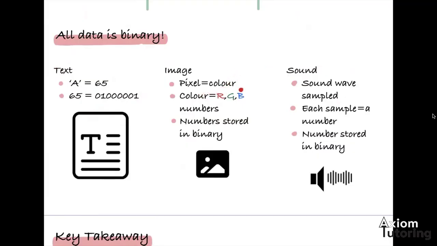That color is stored as three numbers, red, green, and blue, each one in binary again. When you listen to music, the sound wave has been measured thousands of times per second, and each measurement is a number, again, stored in binary. The computer itself has no idea whether it's dealing with text or with a photo or whether it's dealing with a piece of music. It just processes binary. The software is what gives the bits their meaning.